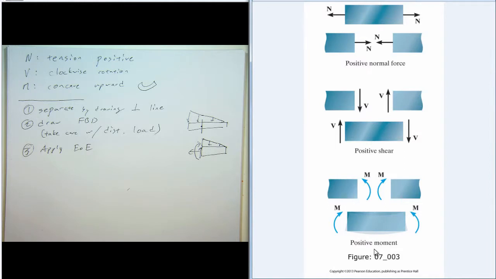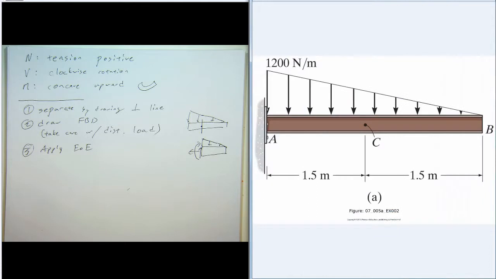Let's look at an example. This is example 7.2 from the book, and we'll just walk through it quickly. The question is, find the normal force, shear force, and bending moment at C.